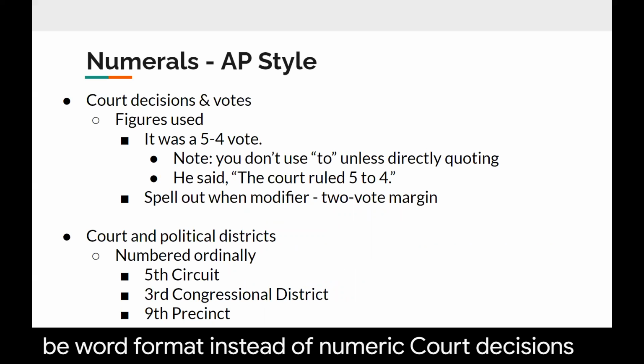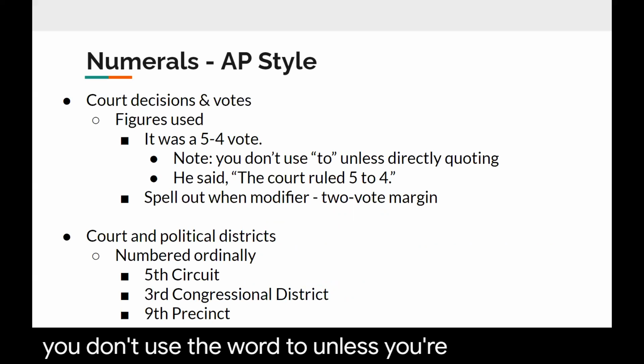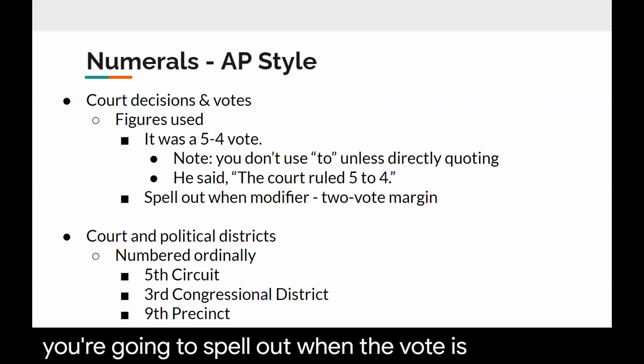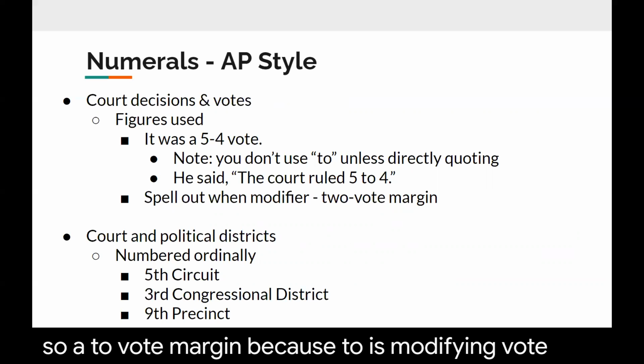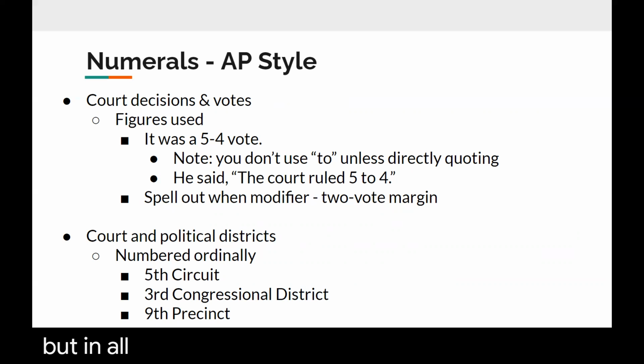Court decisions and votes will also use figures. It was a 5-4 vote. Notice you don't use the word to unless you're directly quoting someone, such as he said the court ruled 5 to 4. You're going to spell out when the vote is a modifier, so a two-vote margin, because two is modifying vote. It is describing how many votes. Therefore, it would need to be spelled out instead of using the numeric format, but in all other court decisions and votes, you would use figures.